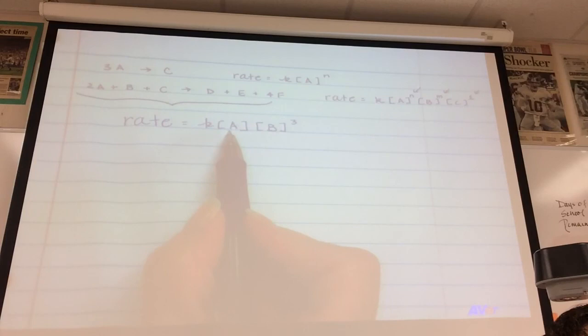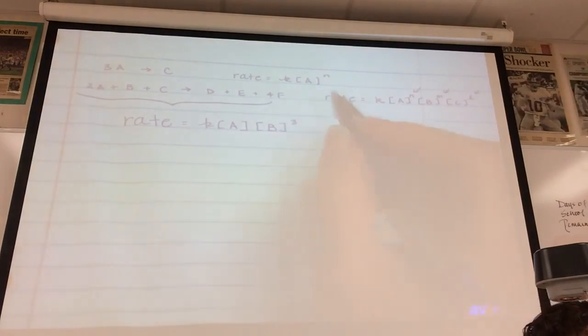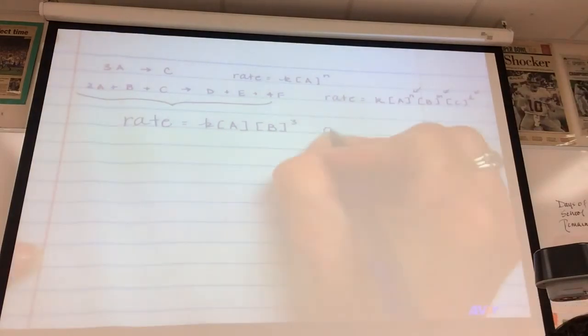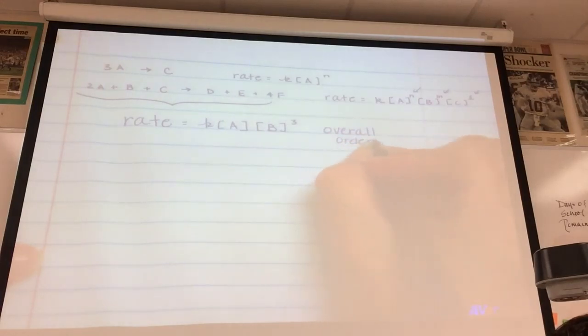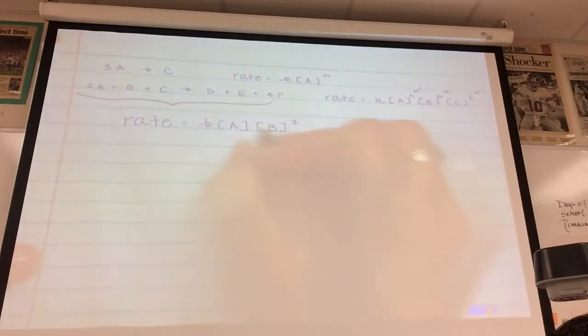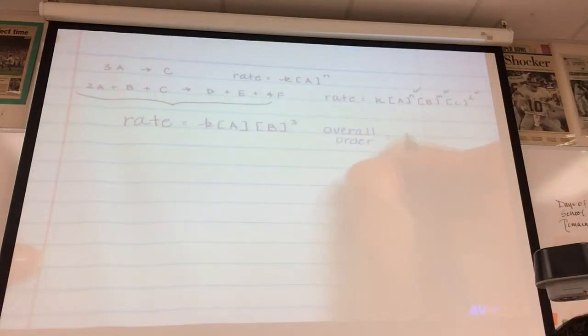The order with respect to A would be first, the order with respect to B would be third, and the other thing you can do is get an overall order. An overall order is the sum of the exponents. So in this case, 1 plus 3 is 4. Overall order is the sum of the exponents.